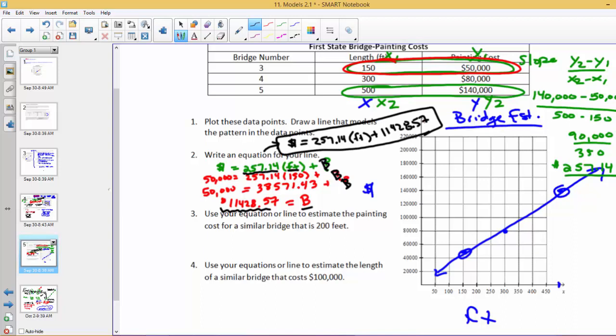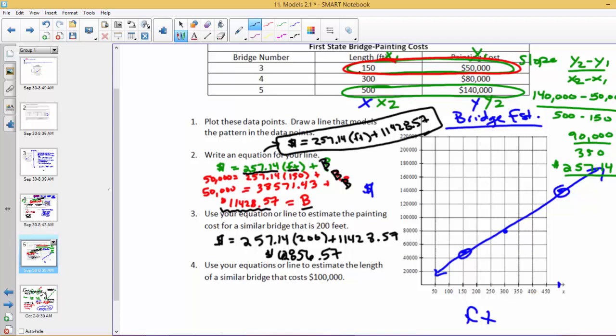The next question is estimate it for 200 feet. So 200 goes in for feet. So the money would be 257.14 times 200 plus 11428.57. So I'm going to use the calculator. 257.14 times 200 equals, and then add 11428.57. So that would be 62856.57.